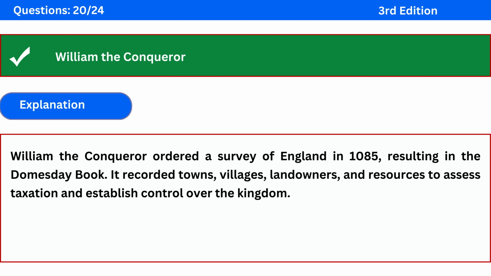The correct answer is William the Conqueror. Explanation: William the Conqueror ordered a survey of England in 1085, resulting in the Domesday Book. It recorded towns, villages, landowners, and resources to assess taxation and establish control over the kingdom.